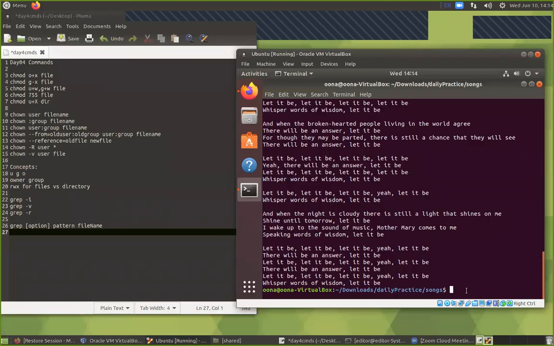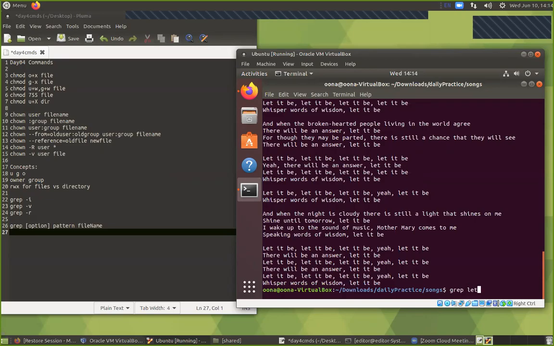All right, so we're going to look inside this word and see if we have the word let. We're going to start with the command, which is grep. There's an option, but I'm not going to use the option right now. We're going to do the default way. Now we're going to look for the pattern. I'm going to say let.